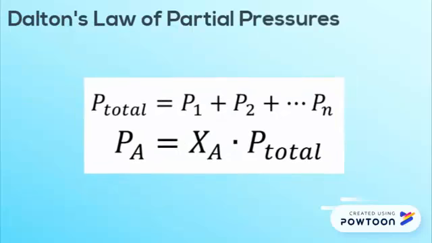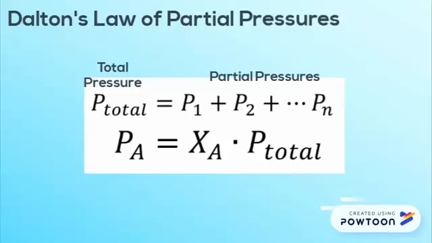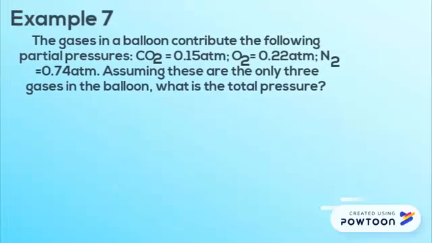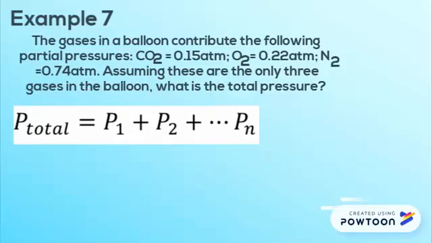The last equations for our gas laws include Dalton's laws of partial pressure. The first equation tells us how to calculate the total pressure of a mixture of gases by simply adding together the individual partial pressures. To find the partial pressure of a gas, we take the mole fraction times the total pressure. For example 7, we have a mixture of CO2, oxygen, and nitrogen gases, and our goal is to find the total pressure. We need to use the first form of Dalton's law.